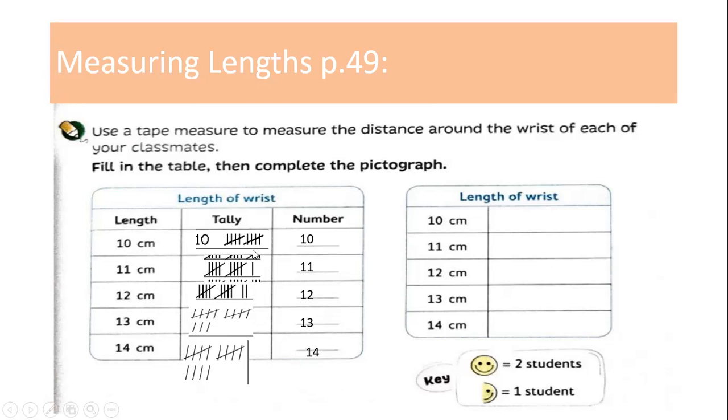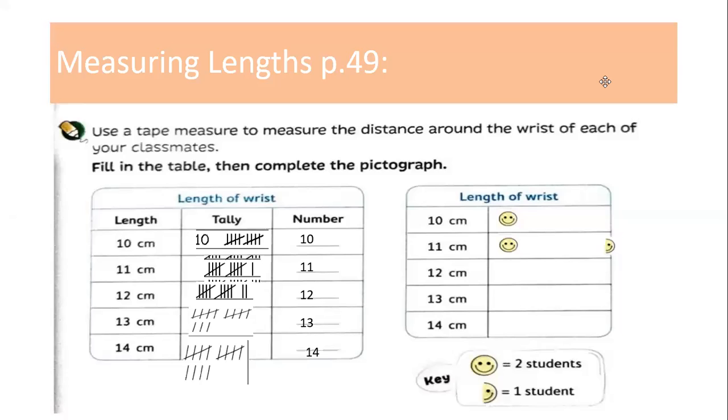10 centimeters. I said 10 is 10. So if one face equals 2 students, half face equals 1 student. How will I draw it? Let's think. If 2 students equal 1 face, then half of 10 is 5. So let's count. 1, 2, 3, 4, 5, 6, 7, 8, 9, 10. So this is 10.